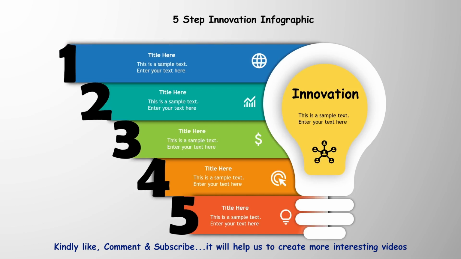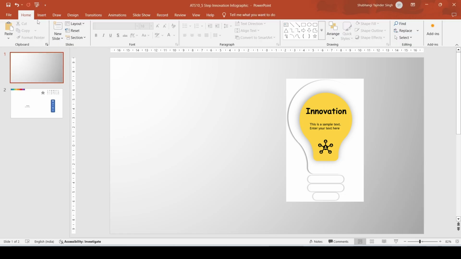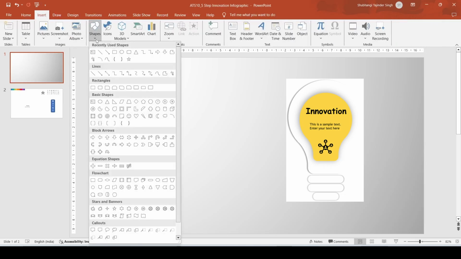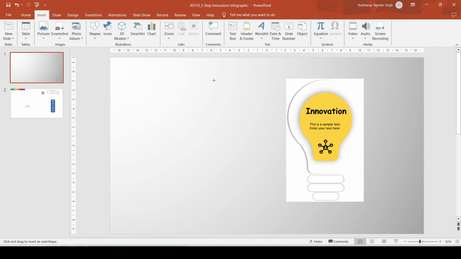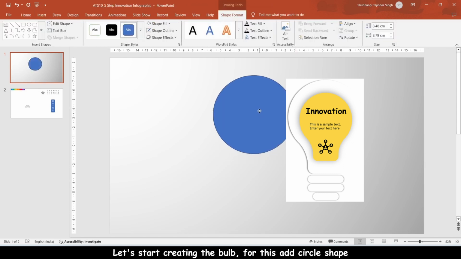In this video, we will create this 5-step animated infographic. To create this infographic, we cannot use an image of a bulb as it won't be editable and there is no editable image available in the PowerPoint library. Hence we will be creating one. To start, add a circle shape.